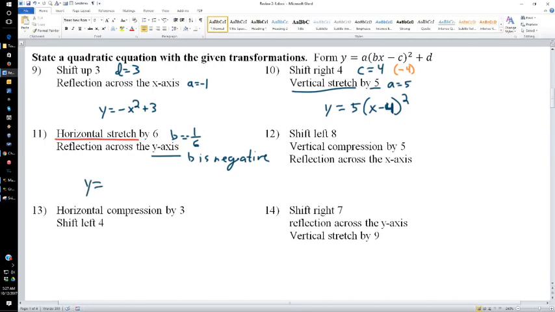So y equals, there's no A value. There's a B, there's something inside, so I'm going to put my parentheses. Negative 1/6 x. Let's make that a little cleaner. Negative 1/6 x. There's no C value, so I can close my parentheses. Squared. There's no D value, so we're done.